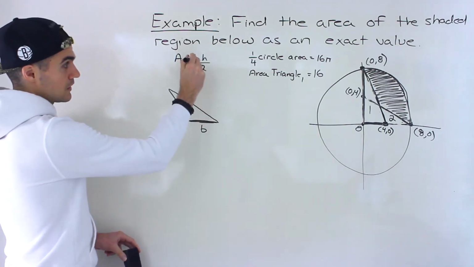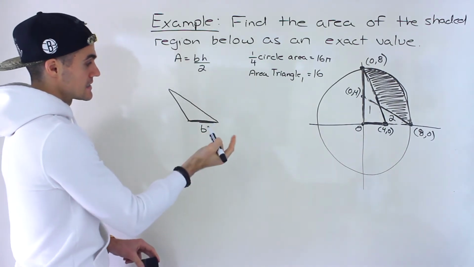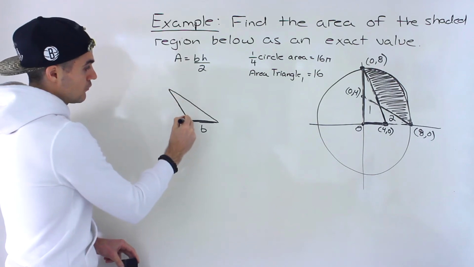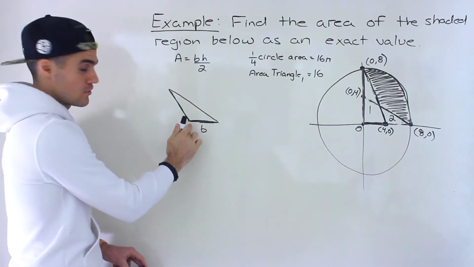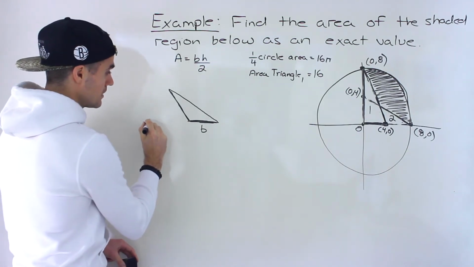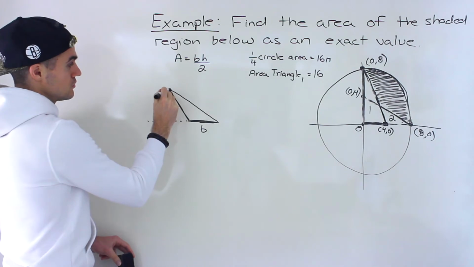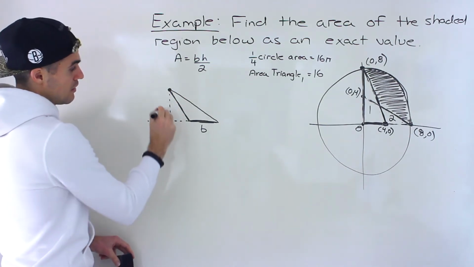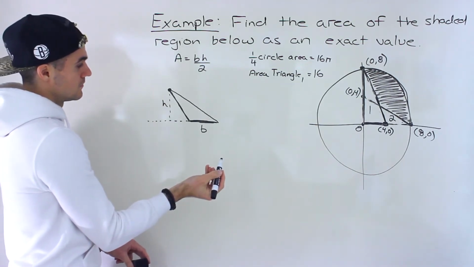It's still going to be this formula, the area equals base times height divided by 2. The trick is getting the height. And the height is not going to be this line over here. Remember, the height has to be perpendicular to the base. So if we extend the base and draw an altitude from this vertex over here, that right there is going to be the height.